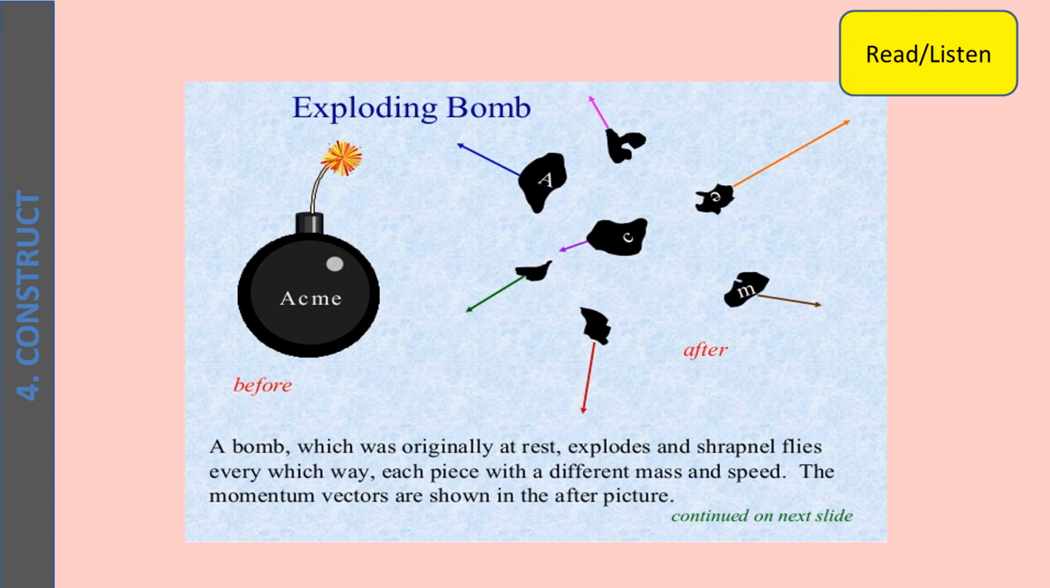Another popular type of question involves explosions. A bomb, which is originally at rest, has zero momentum because it isn't moving. After the explosion, all the bits of it are moving in different directions. But if you add up the total momentum for all of those parts, it will add up to zero, which was the original momentum.